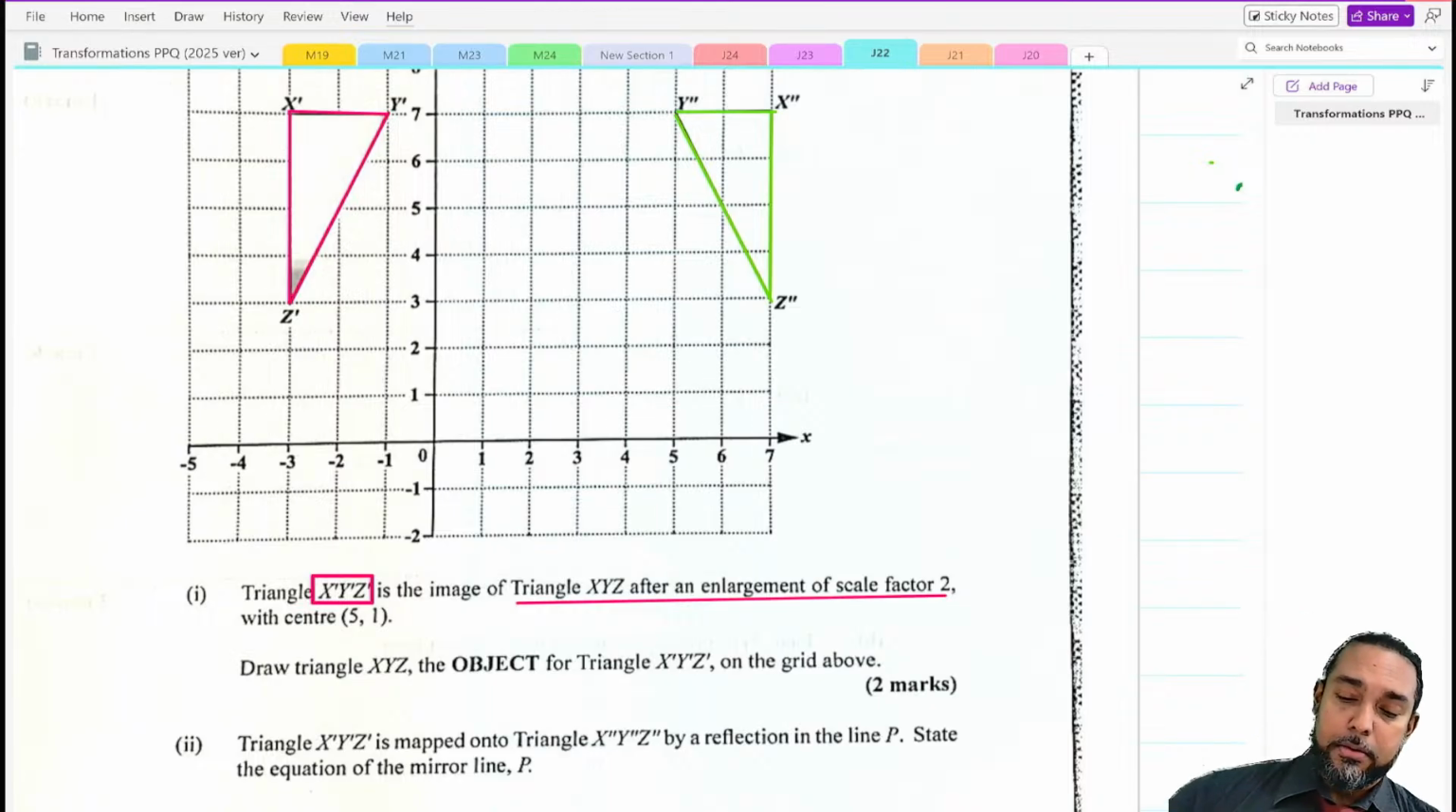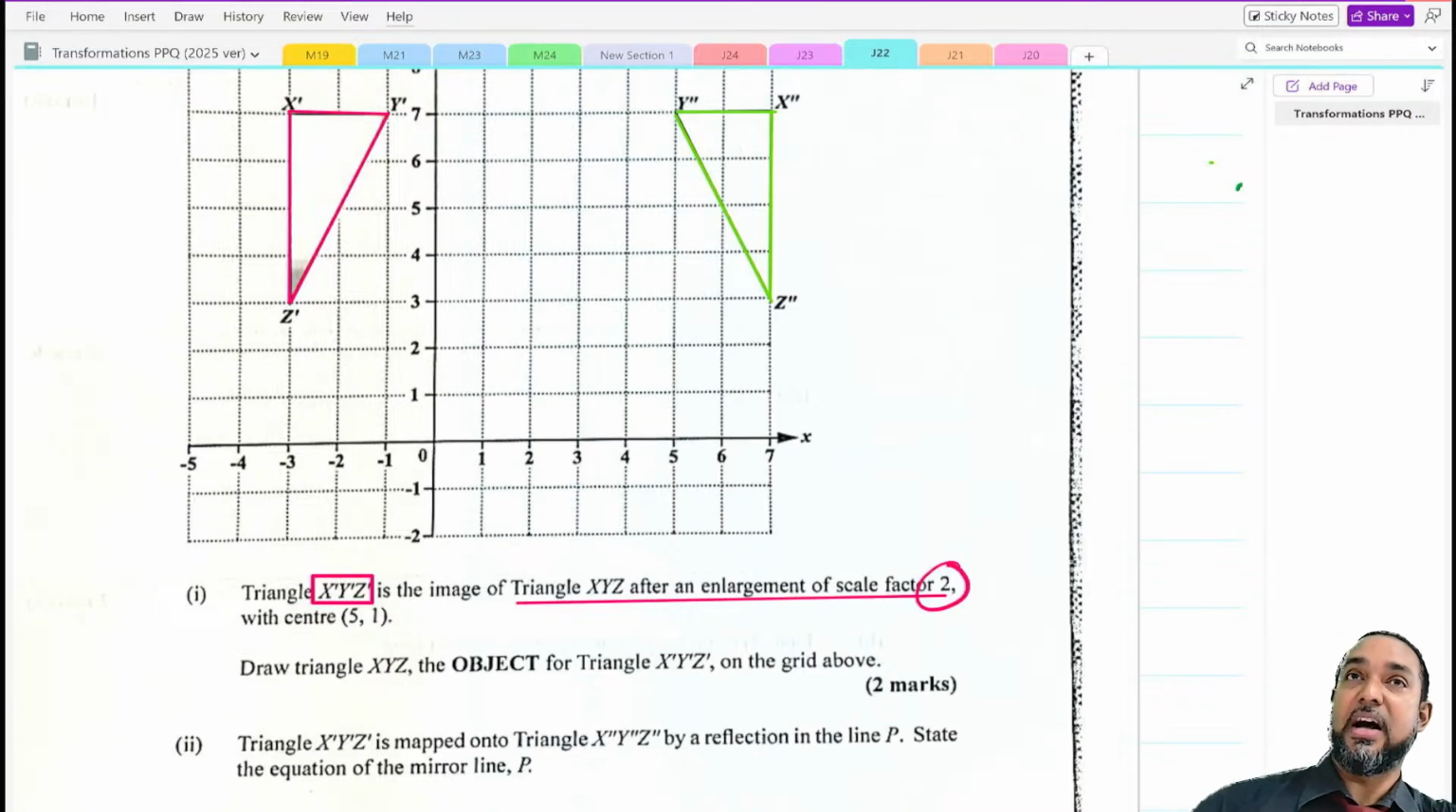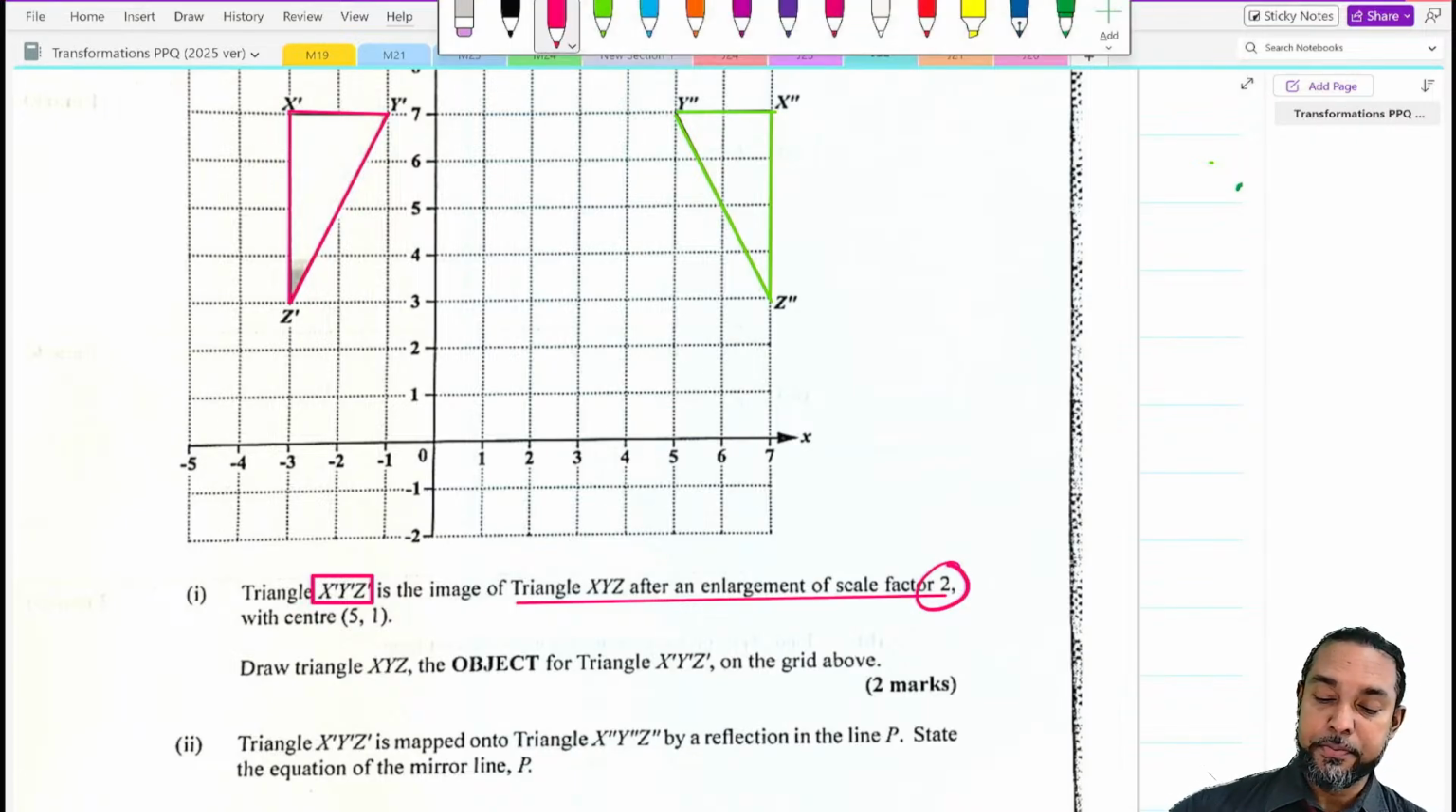All right. Now, it's an enlargement scale factor 2. So it's 2 times as large as the original object. So if this item is 2 times as large as the original, what fraction of this one is the original? Aha, very good. So we could actually get the size of the original triangle by looking at this one. But let's see. It also says with center 5, 1. Now, what does that mean?